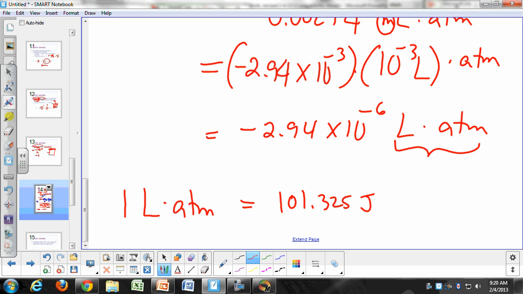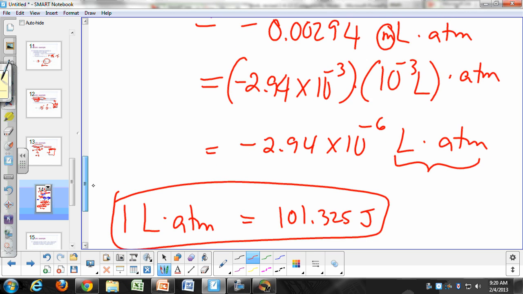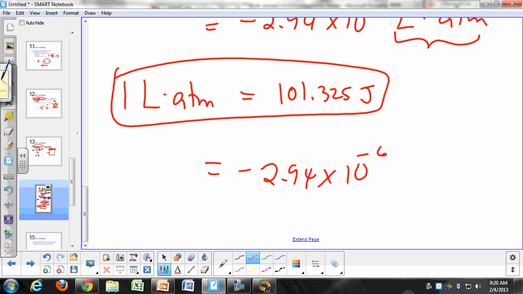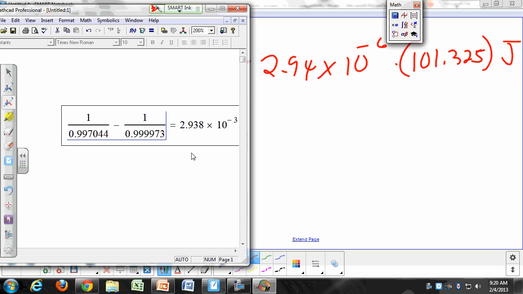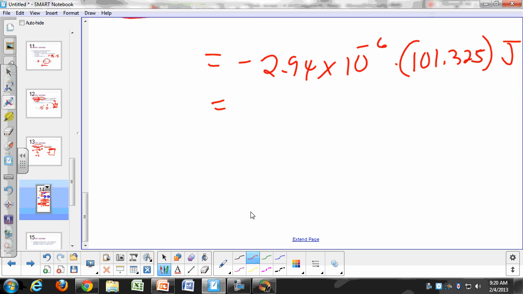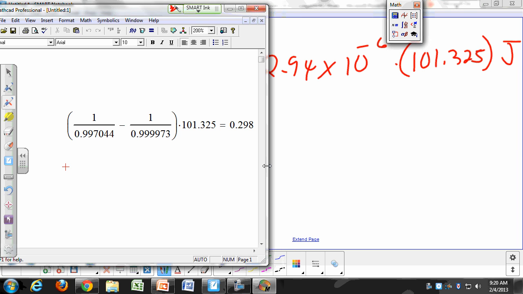So this gives you negative 2.94 times 10 to the negative 6 times 101.325 joules. And that should give us how much? Times 101.325. That's 0.298 joules.